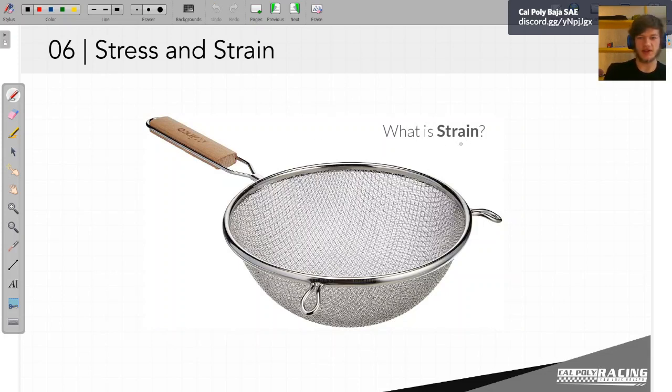What is strain? It sounded like you had a good idea of it, but let's try again. A non-mathematical definition of strain. How much the object is warping. Warping. Okay, that's a good way to think about it. And then how would you say strain is different from displacement? Because they both talk about warping, but what's the big difference there?